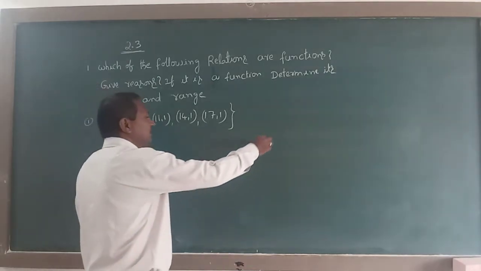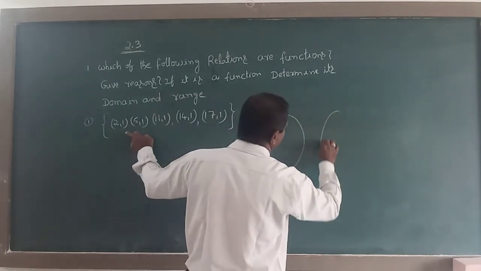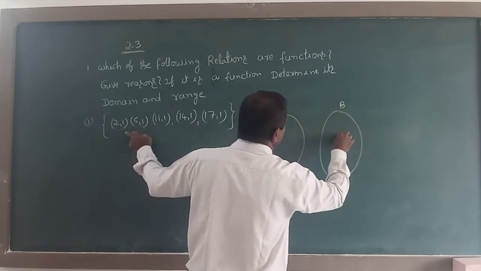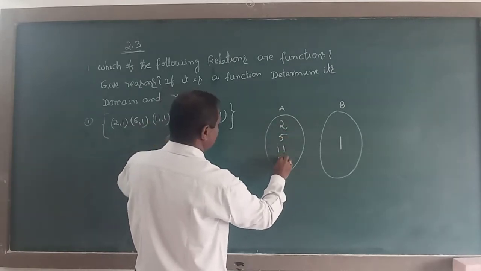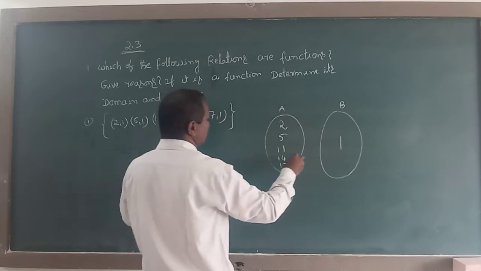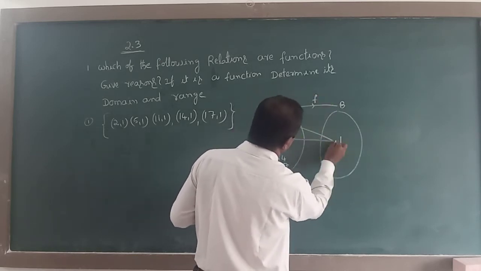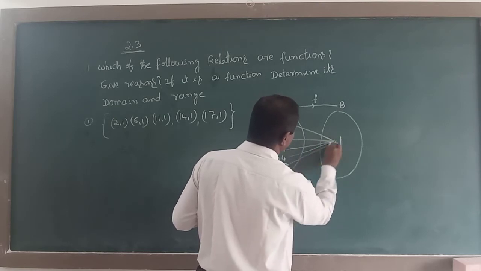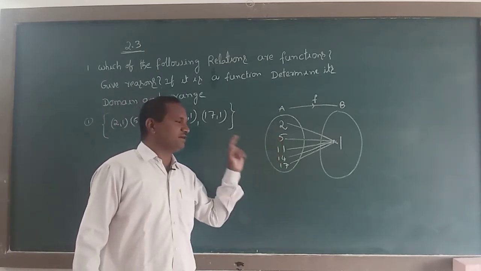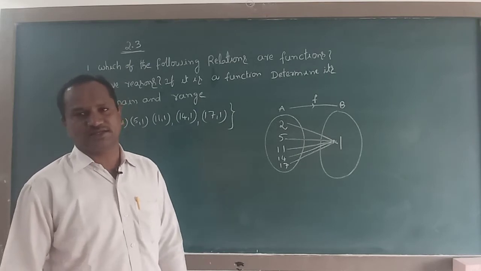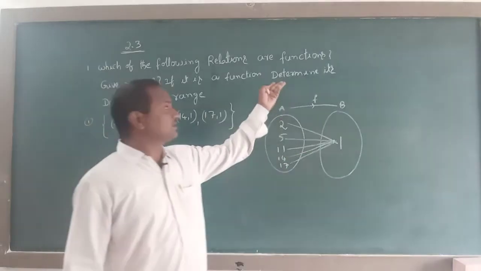I will show it diagrammatically. Consider first set A and second set B. Only a single-element set is given here. The first coordinates are 2, 5, 11, 14 and 17, and the only second coordinate is 1. A to B forms one function f: 2 to 1, 5 to 1, 11 to 1, 14 to 1, 17 to 1. Domain is 2, 5, 11, 14, 17. Range is only the single-element set. But we can't say the codomain here, because they did not give the whole set of elements. That's why they're asking only for domain and range.